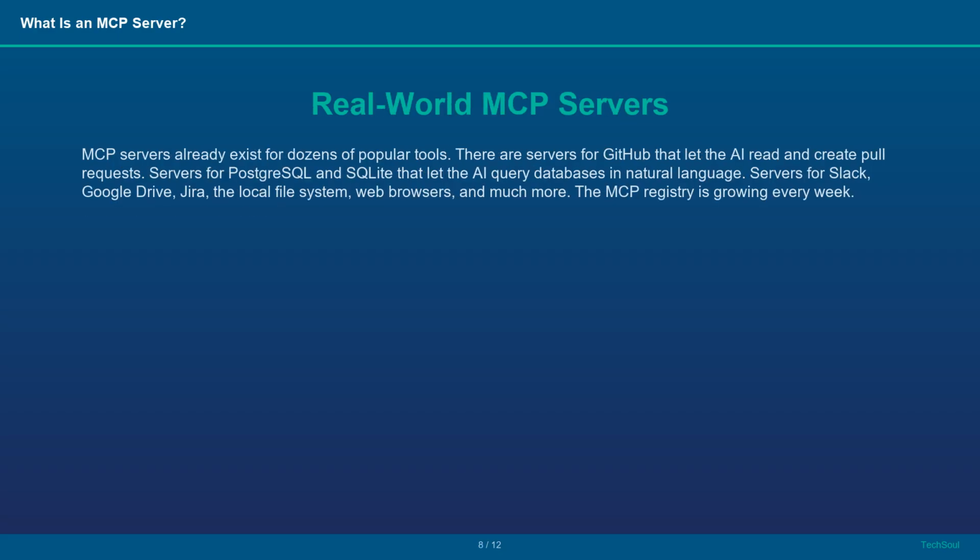MCP servers already exist for dozens of popular tools. There are servers for GitHub that let the AI read and create pull requests. Servers for PostgreSQL and SQLite that let the AI query databases in natural language. Servers for Slack, Google Drive, Jira, the local file system, web browsers, and much more. The MCP registry is growing every week.